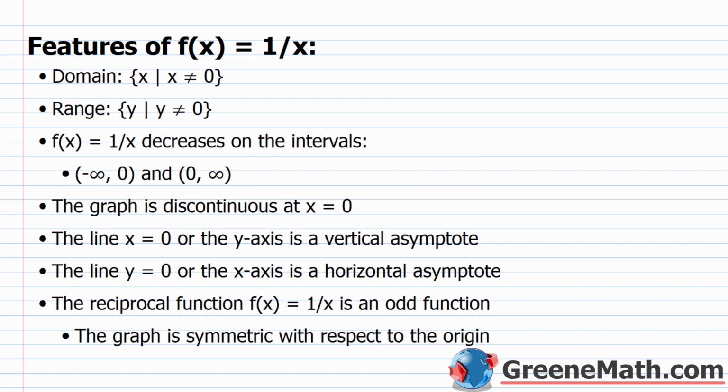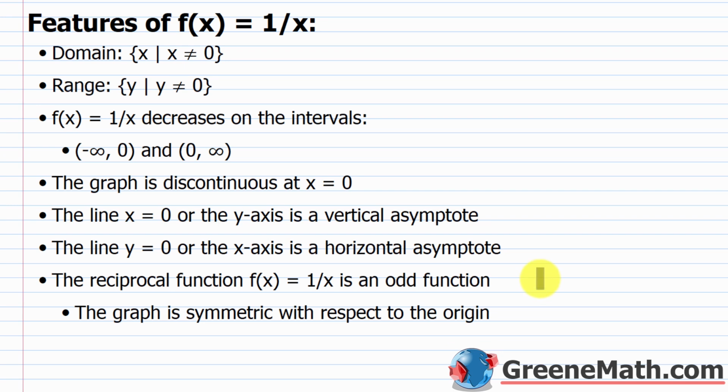Then when you think about the features of f of x equals 1 over x, again, just think about the graph that we just looked at. The domain is the set of all x such that x is not equal to 0. Again, what did we talk about earlier when we talked about the domain? Well, it's all real numbers except for those that make the denominator 0. How can I make the denominator 0 here? Well, I would just plug in a 0. So I would have to exclude 0 from the domain, but anything else is okay.